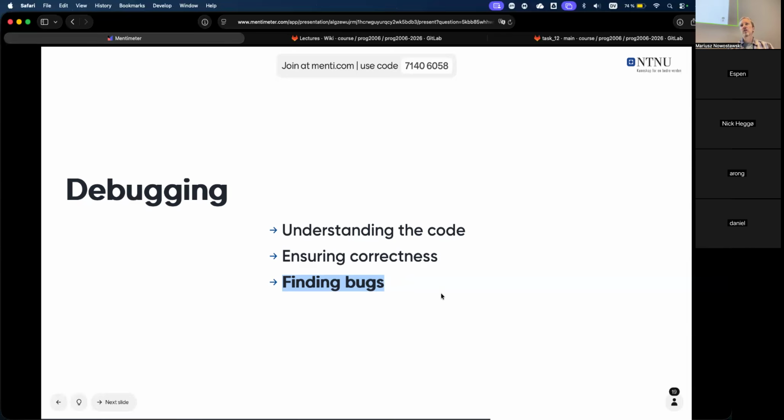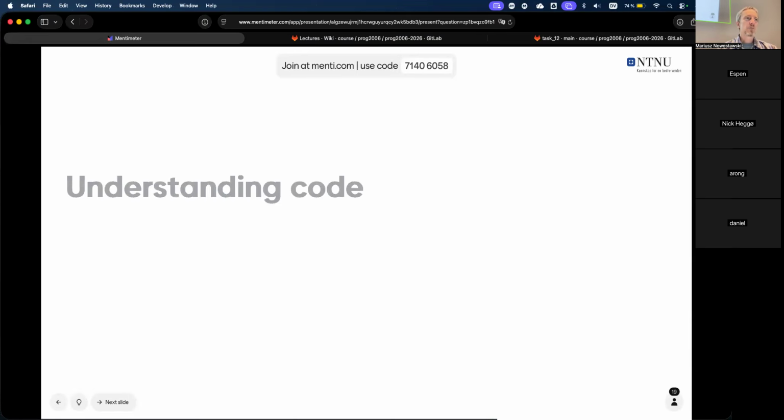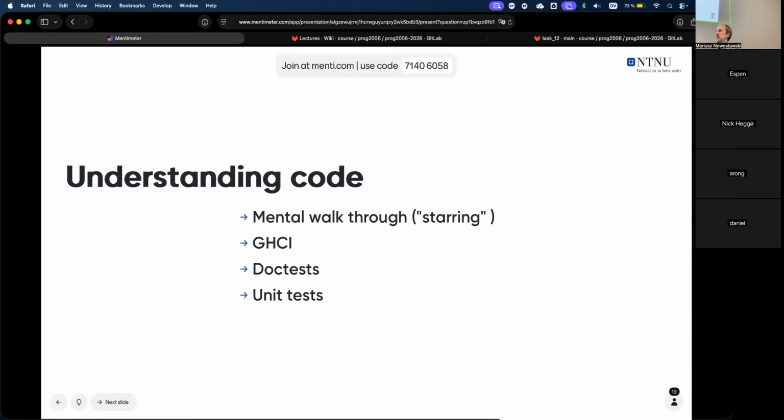So when you're a beginner and you are starting to learn C or C++ and you have a lot of concepts which are new to you, debugging is a very good learning tool. It's a very useful tool to learn how things work. But later you should let it be used only for finding bugs. So understanding code, what can you do to understand the code?